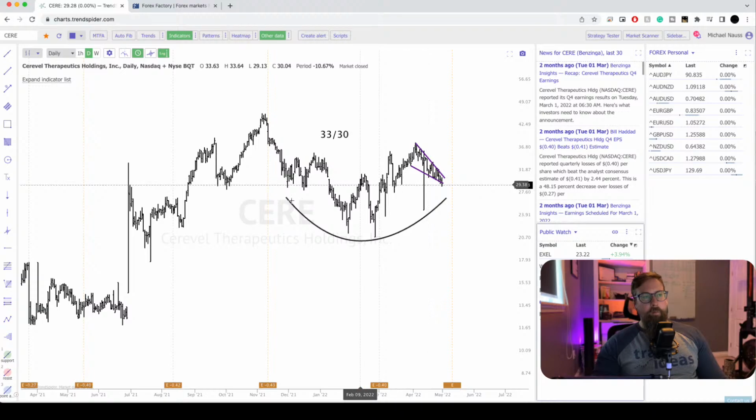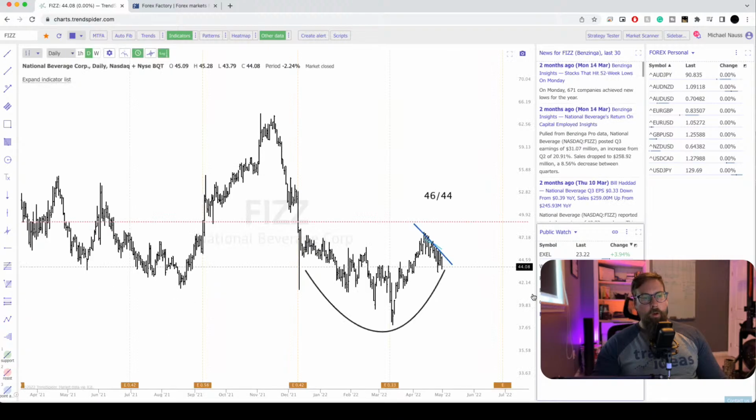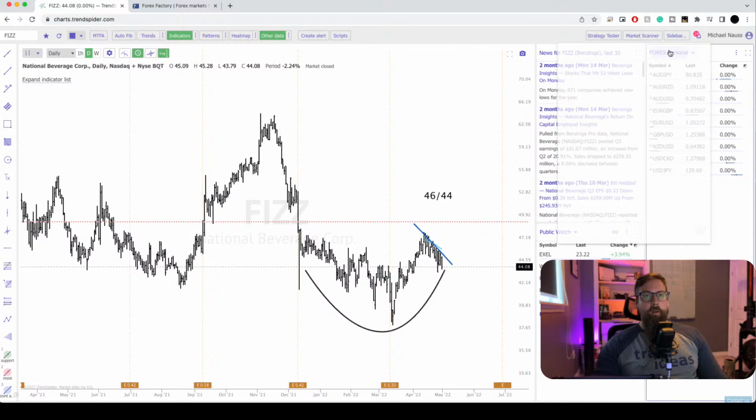CERE, I still like the look of this. Again, we're just dealing with this rounded bottom and this little pullback, although earnings is getting close, right? Something we always got to watch is that earnings are getting near. Fizz, still like it if it can kind of reclaim this high right here. Again, just playing off that rounded bottom.